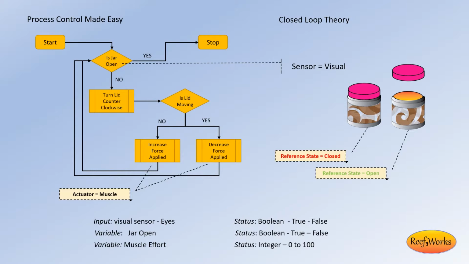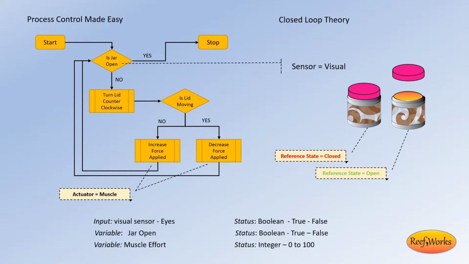All right. And now, once we have established that we can see the jar and we have a grasp on it, we're turning the lid counterclockwise, we ask the question, is the lid moving? That's, again, a Boolean answer. It is either yes or it's no. And if it's no, we increase the force. If it's yes, we decrease the force.